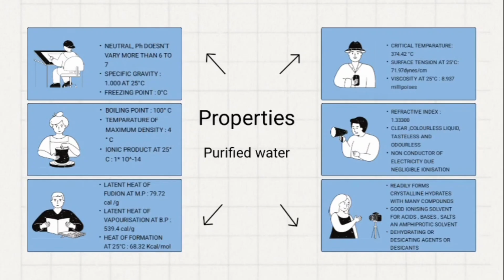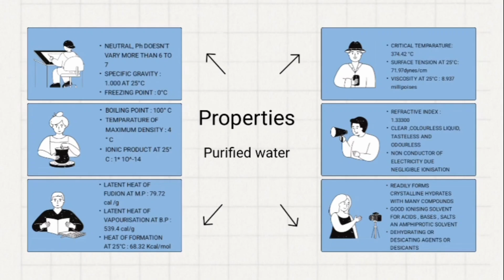Properties of purified water are: it is neutral, its pH doesn't vary more than 6 to 7, its specific gravity is 1 at 25 degrees centigrade, its freezing point is 0 degrees centigrade, its boiling point is 100 degrees centigrade, and its maximum density is at the temperature of 4 degrees centigrade. The latent heat of fusion at melting point is 79.72 kilocalorie per gram.